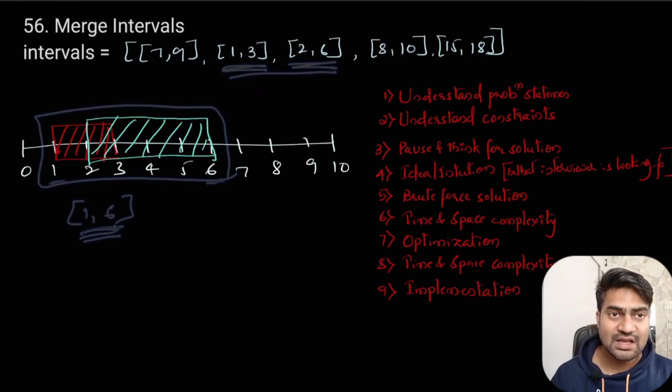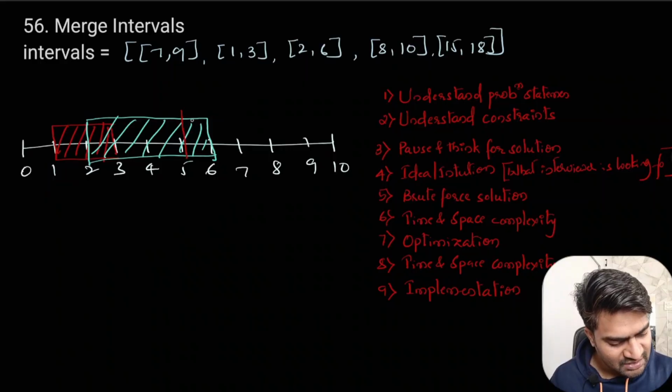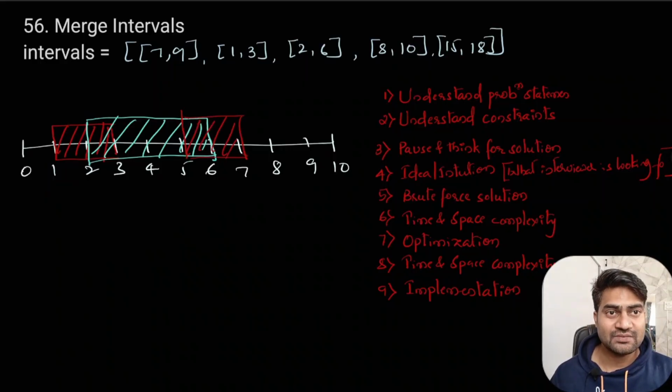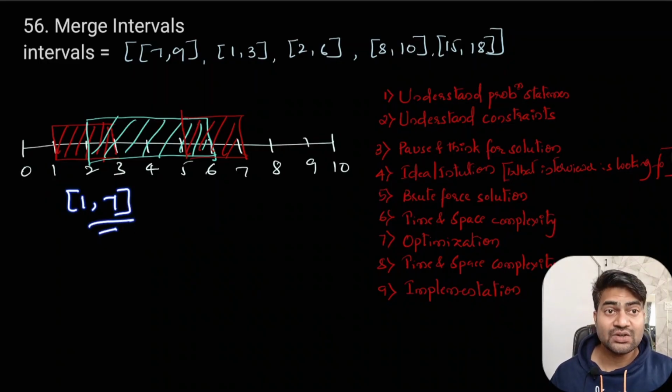There can be one more interval after this. Maybe that is not there in the example, but I am just giving an example. Maybe the next would be something like 5 to 7. In that case, we will again merge one more interval and say it is 1 comma 7. So we need to find such intervals which are overlapping and merge them.